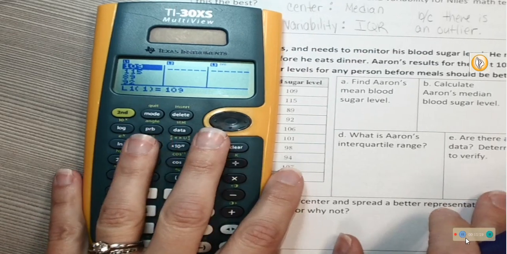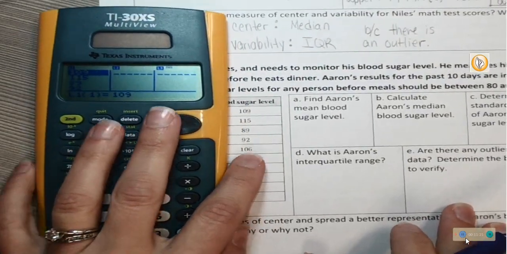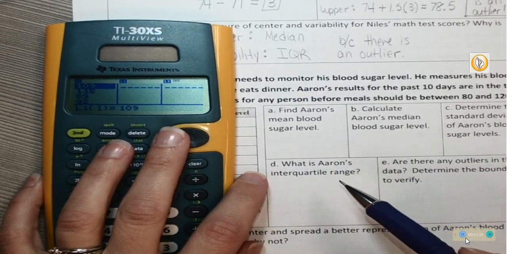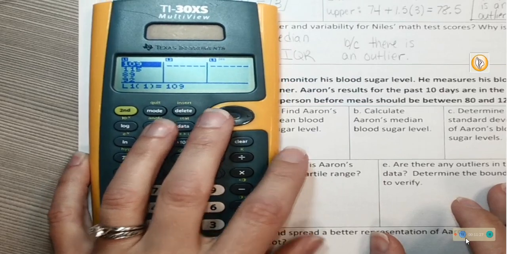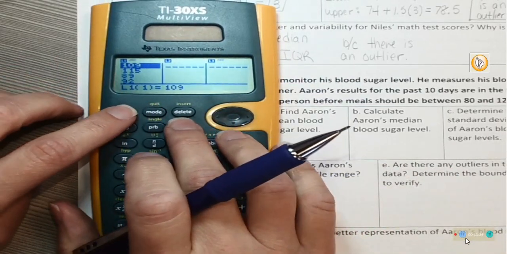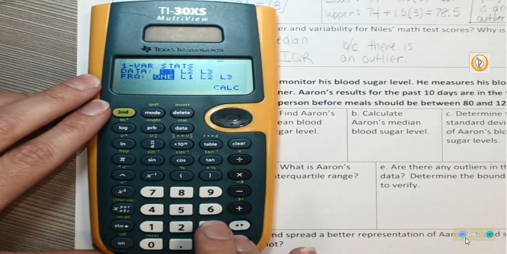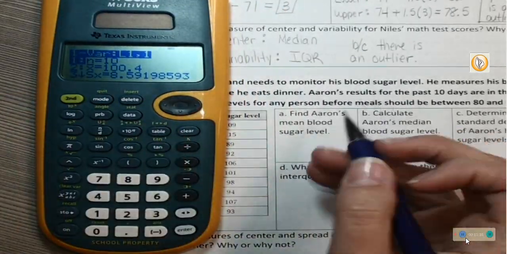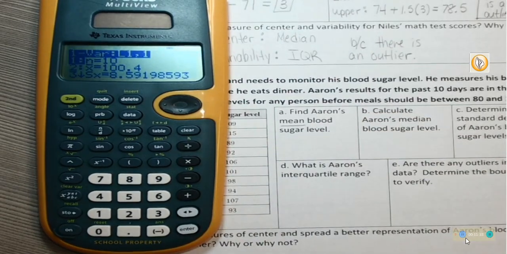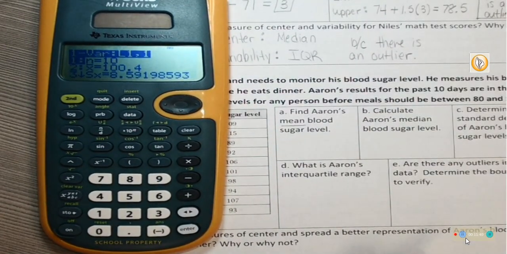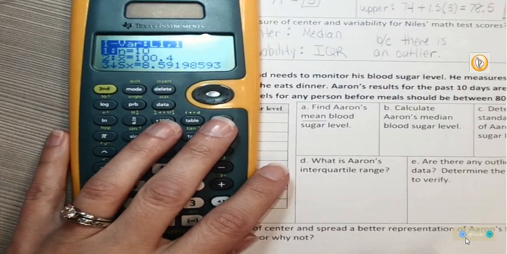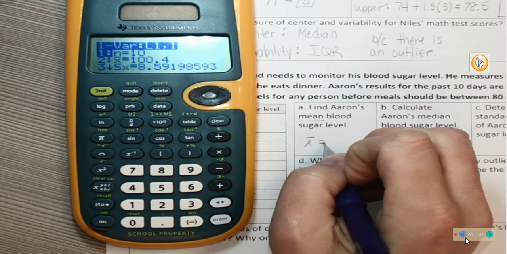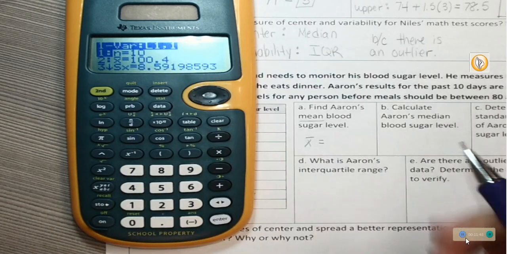So now that we got our data in there, we're going to start answering some questions. I'm going to need to find things like the mean, the median, the standard deviation, the interquartile range. So I need those statistics. So I'm going to do second stat, one variable statistics. All right, so the first question asks me for the mean. If I'm looking for the mean, what statistic is that in my calculator? That's X bar. And so X bar is 100.4.